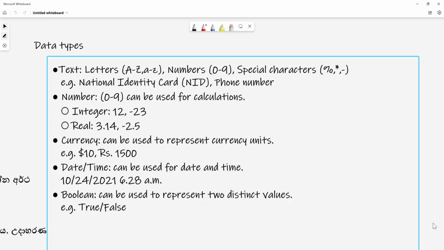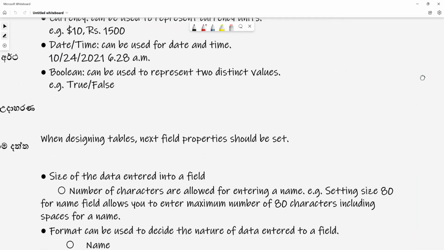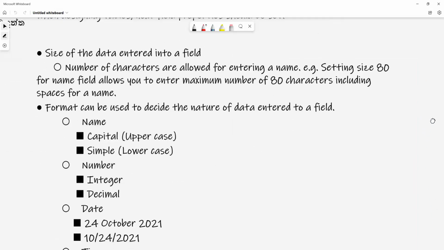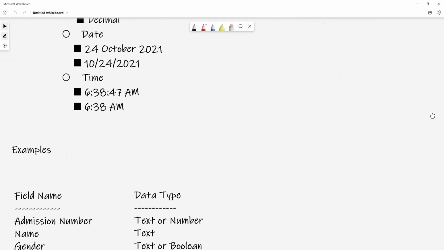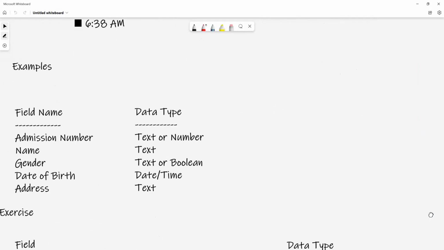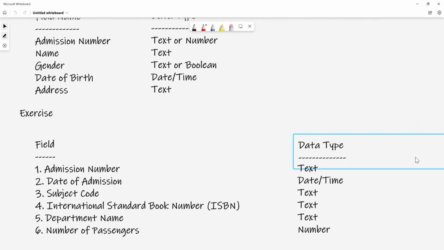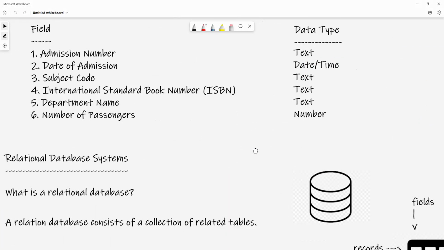Date and time information, either it could be a date or a time. Then finally, we discussed Boolean if you want to represent two distinct values. And then there are other things like attributes we have to discuss, which we discussed later on. And then we did a couple of examples where you can use this.